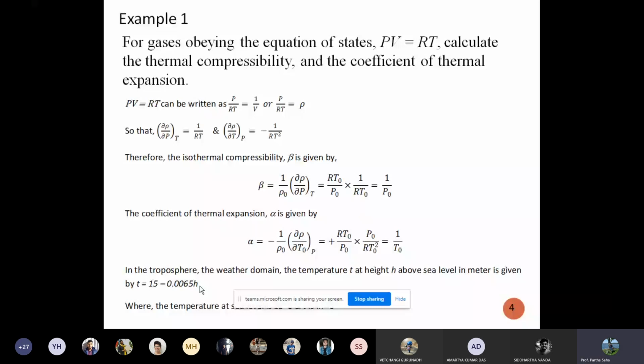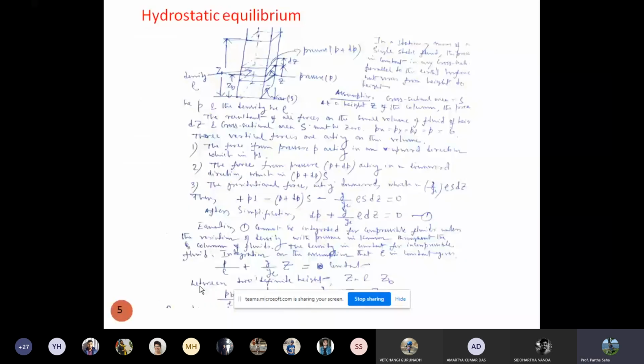This is a very important slide, slide number 5, hydrostatic equilibrium. Why is it important? Because if you have a static column, at any particular point in the horizontal plane, the pressure is constant. What I'm trying to say, I have a better picture. Next slide, go to slide number 6.